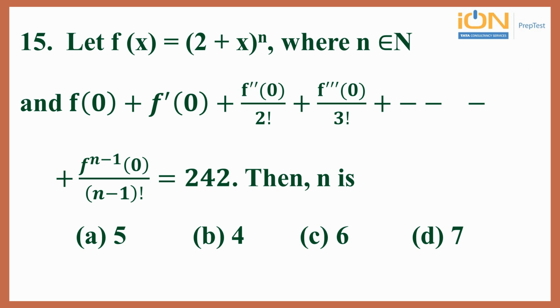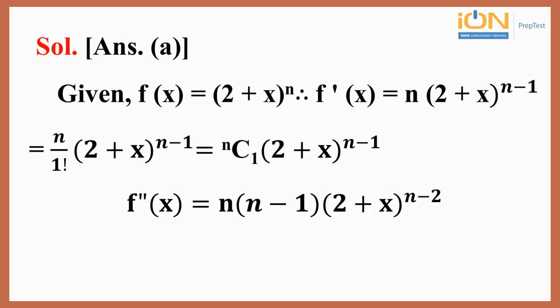Let's move to the next question, question number 15. Let f of x be equal to 2 plus x power n, n a natural number, and f of 0 plus f dash of 0 plus f double dash of 0 by 2 factorial plus f triple dash of 0 by 3 factorial, so on up to the n minus 1th derivative of f at 0 by n minus 1 factorial is equal to 242. Then the value of n is: first option 5, second option 4, third option 6, and fourth option 7. Answer is A. Let's see how it goes.